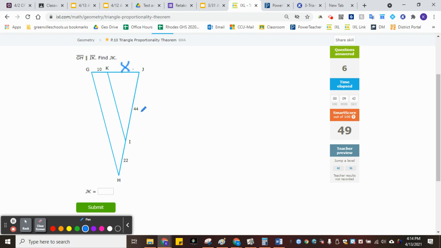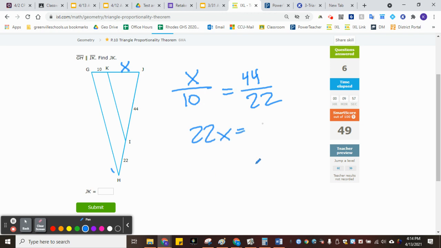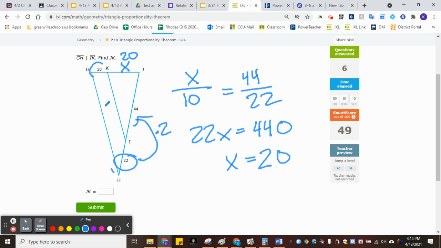JK is what we're solving for. So the top has to equal the top of this line. The bottom, 10, has to equal the bottom of that line, 22. So I get 22x equals 440. Divide by 22, you get 20. Which makes sense because if you look, 22 times 2 gives you 44. 10 times 2 gives you 20.